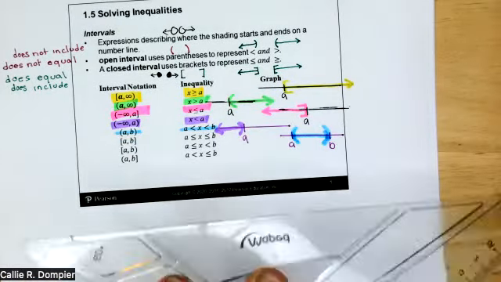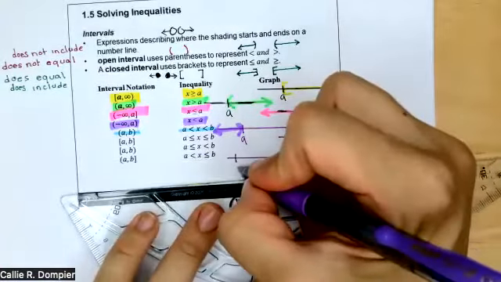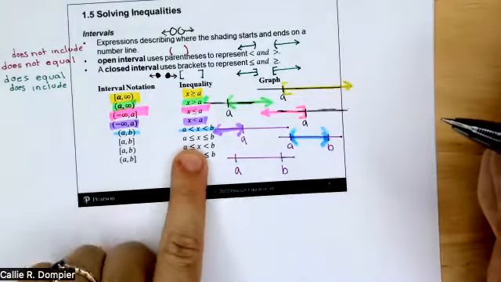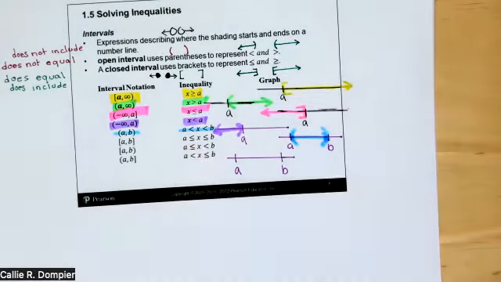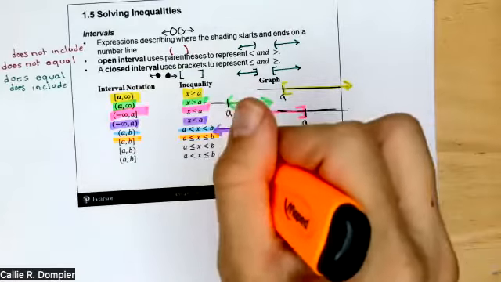The next one, same terms, a and b. But it's a is less than or equal to x and x is less than or equal to b. So they're both brackets, just like the interval notation is written in brackets.